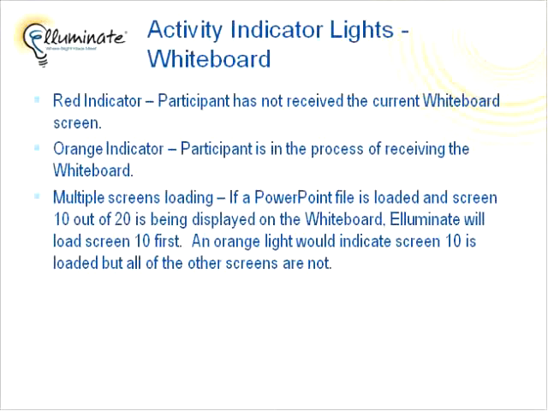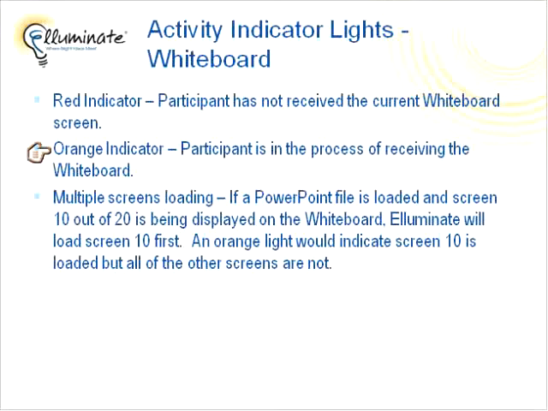All right, let's talk about what the activity indicator lights mean with the whiteboard. If you see the red or orange light next to the whiteboard indicator, the red light says the participant has not received the current whiteboard screen. Most of the time this happens if I use snapshot in application sharing, or I load a big image just by clicking the load image, or I snapshot using the snapshot tool, and I've now got a big image that I'm trying to put on the whiteboard. That's a typical time in which you're going to see that delay.